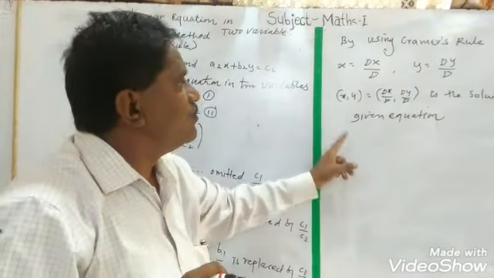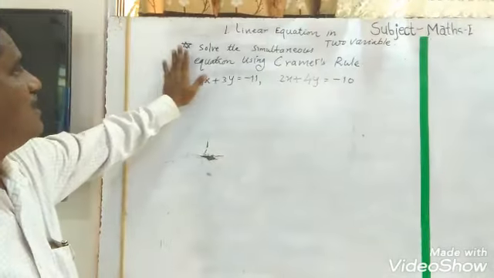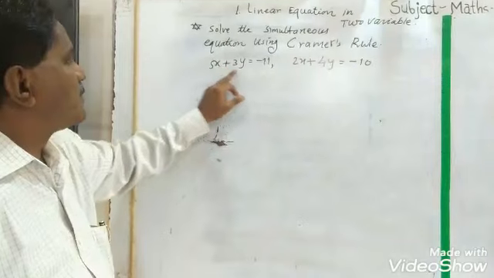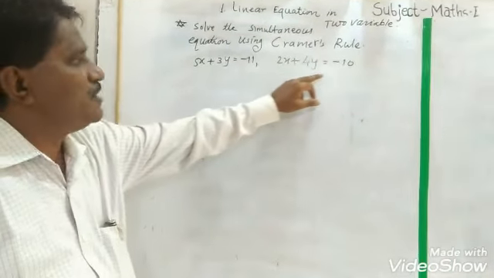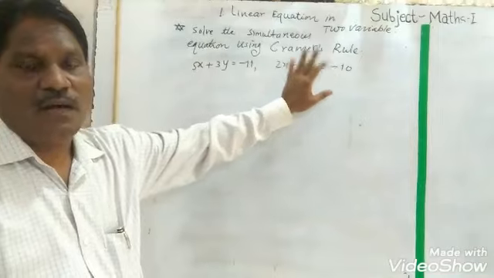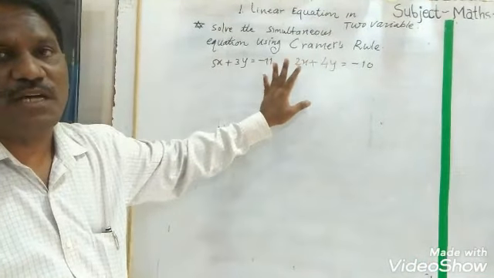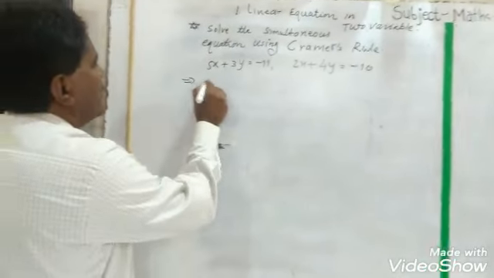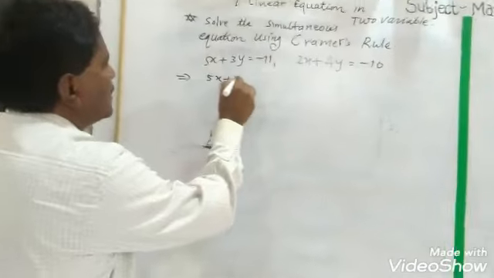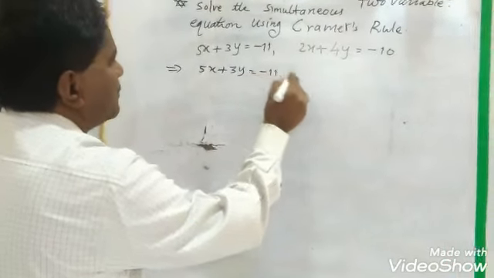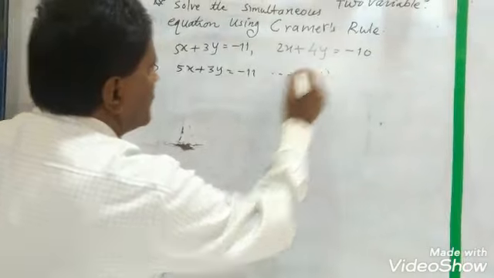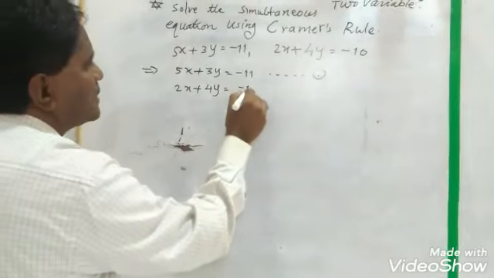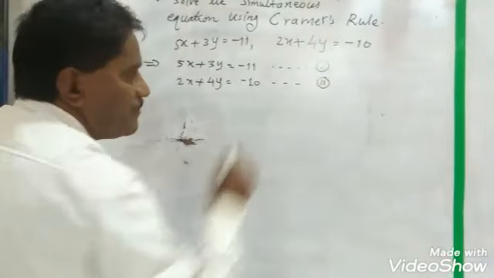यानंतर एक उदाहरण बघू. ठीक आहे. Solve the simultaneous equations using Cramer's rule: 5x plus 3y is equal to minus 11, 2x plus 4y is equal to minus 10. क्रॅमर्स रूलचा वापर करून आपल्याला x आणि y ची किंमत काढायची आहे. First here, 5x plus 3y is equal to minus 11, equation number 1. 2x plus 4y is equal to minus 10, that is equation number 2.